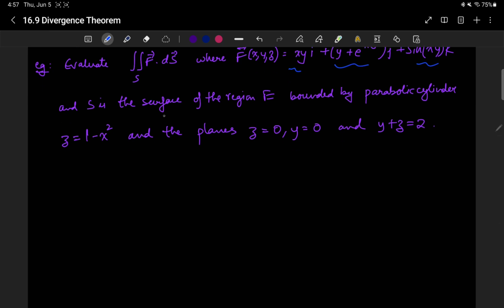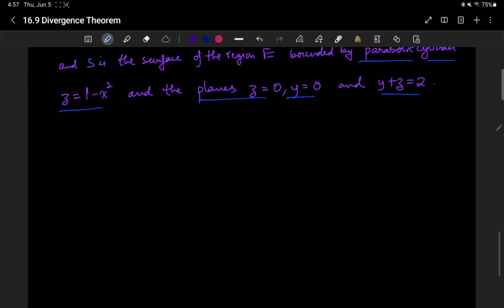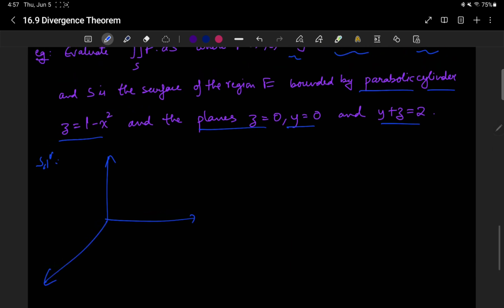Then you have the region. S is the region bounded by a parabolic cylinder z equals 1 minus x squared, the plane, and these three planes. So the region itself is also not as simple as we had before, which was a sphere. So what is this region? So you have a parabolic cylinder, right?